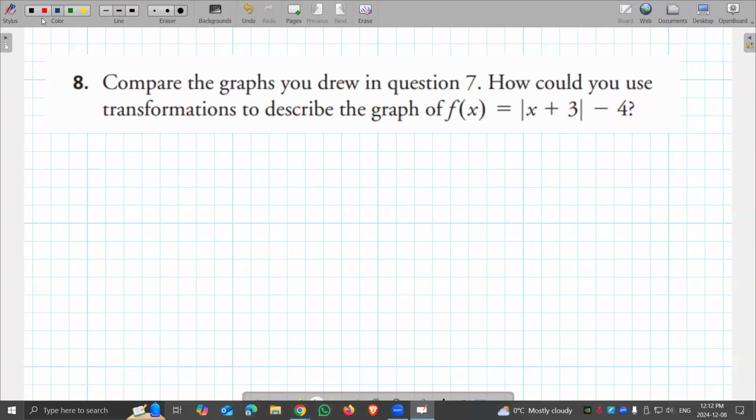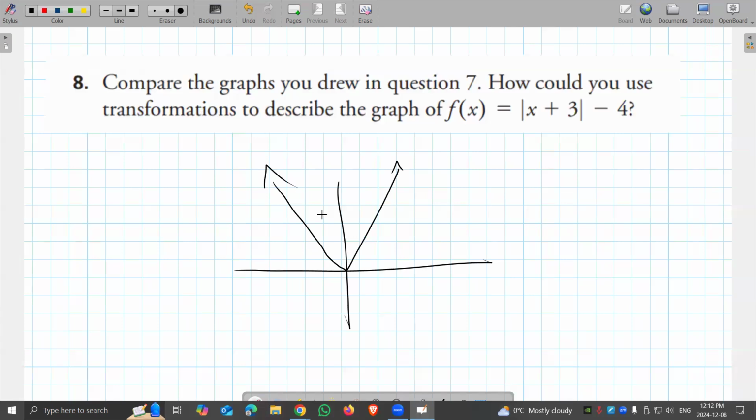Okay, what about this? How do we get there from the parent function? So there's two transformations that are happening here, okay? There's the +3 and there's the -4. It's easier than you think.